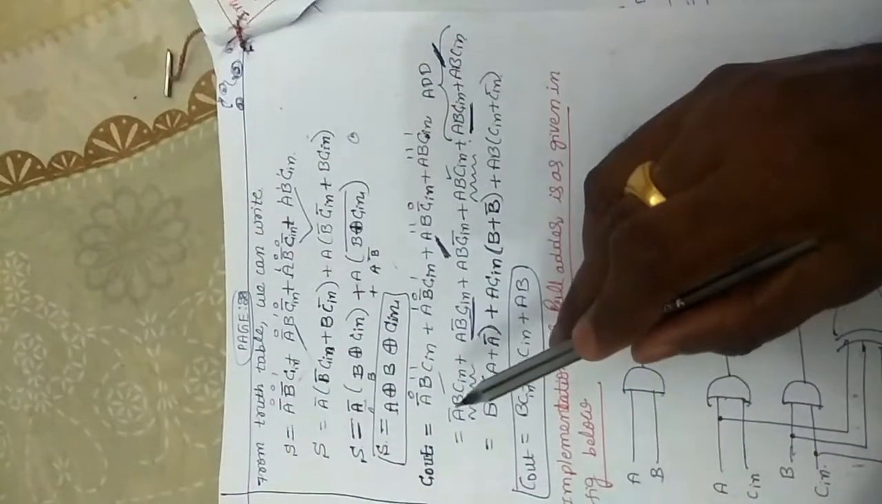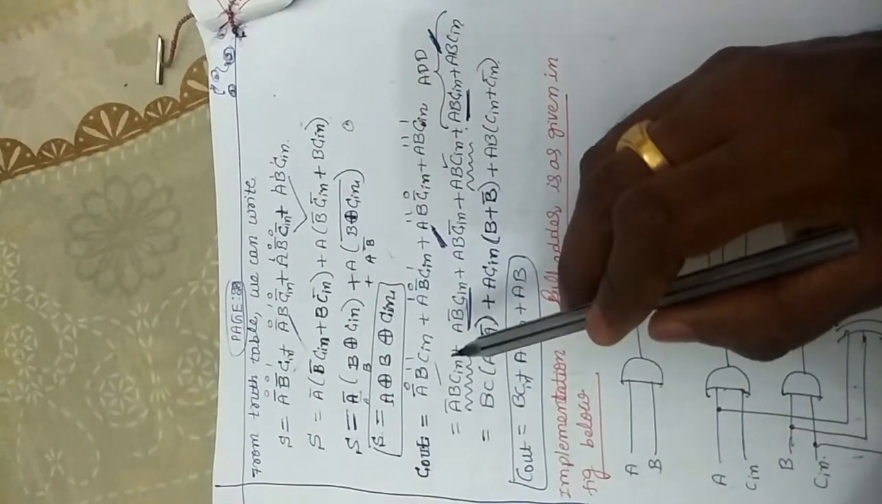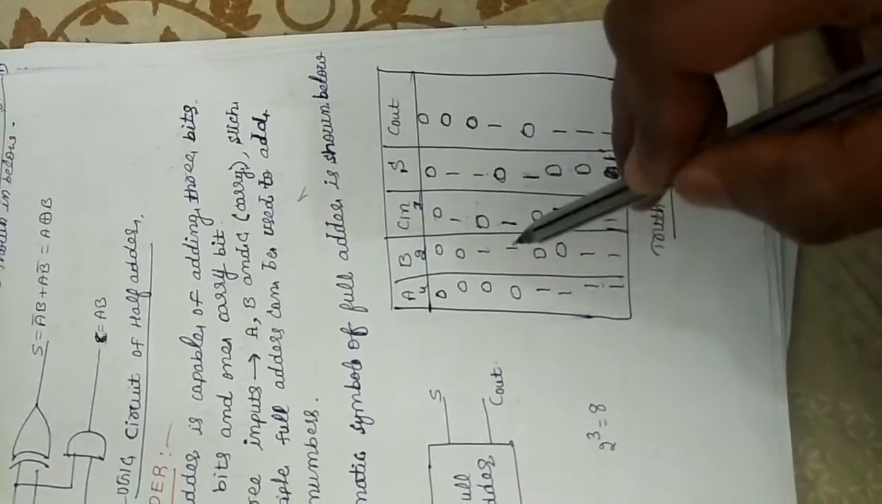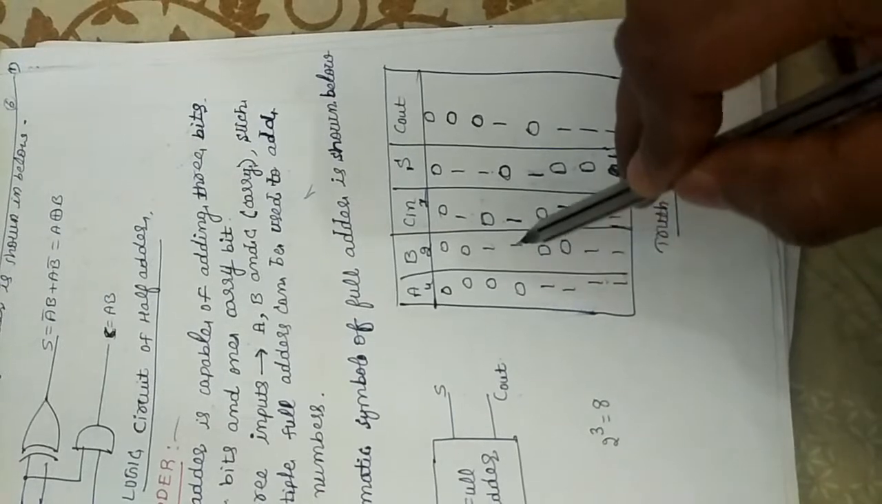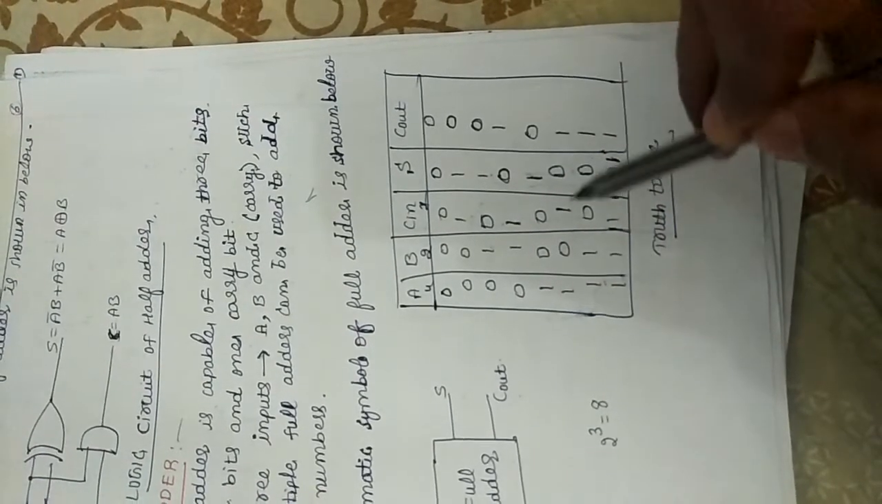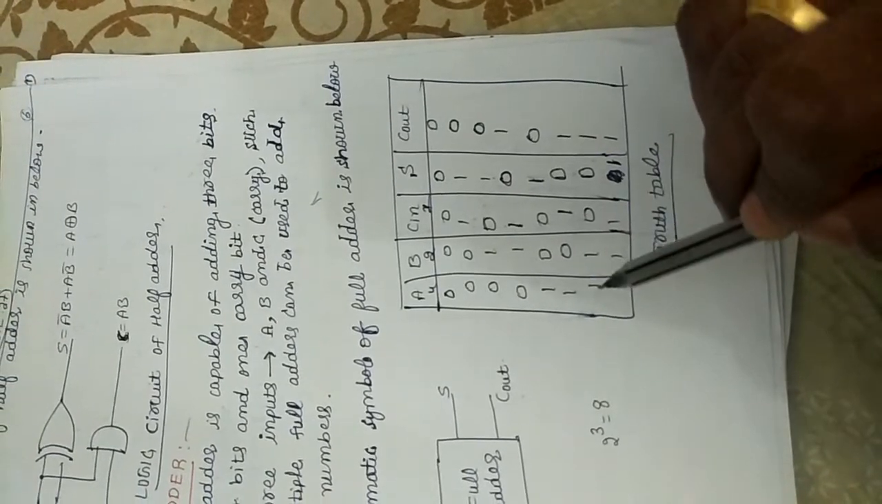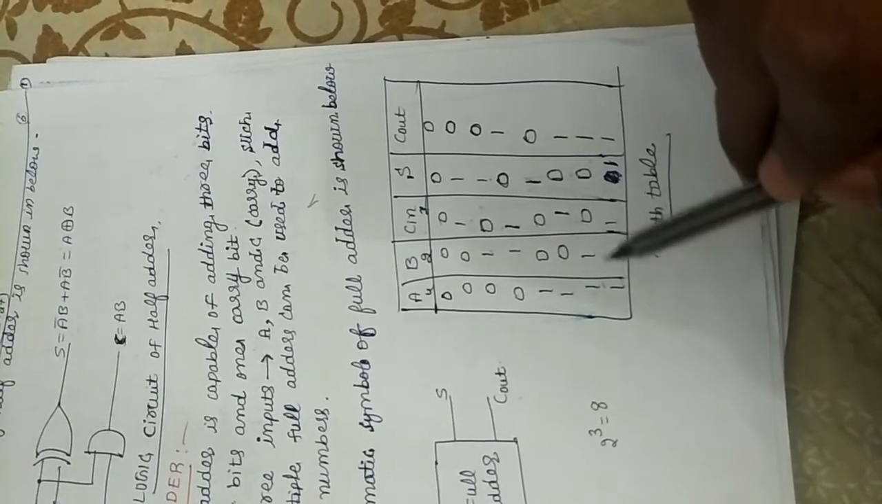If we come to carry out, similar to the sum, you have to look for the carry out column. Wherever you have 1, you have to take that combination. So A bar B C in and A B bar C in, A B C in bar, A B C in. Totally 4 combinations you will get. You take those 4 combinations here.